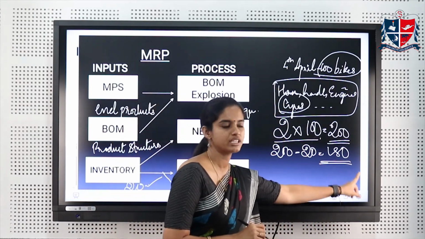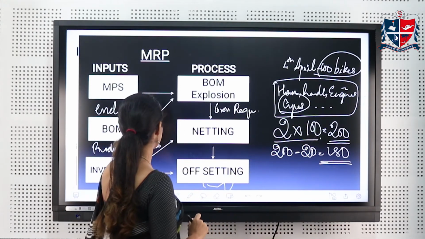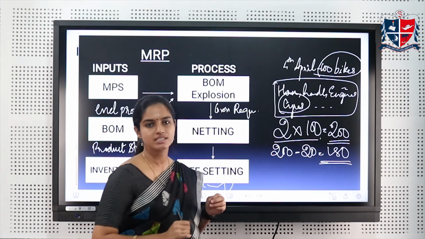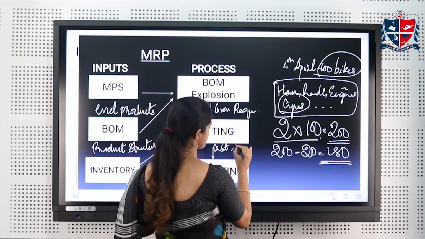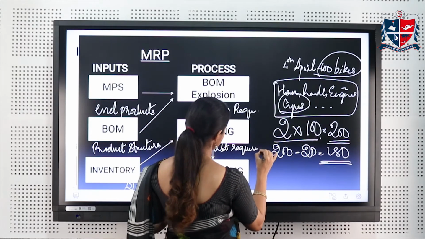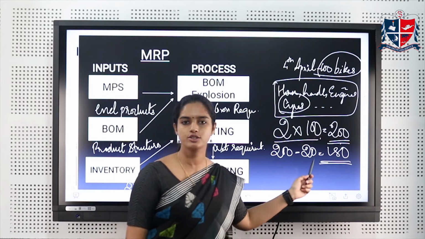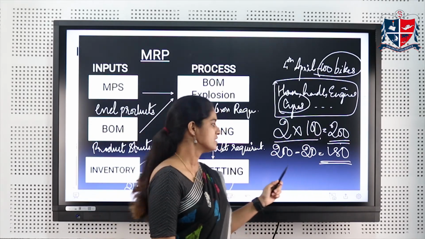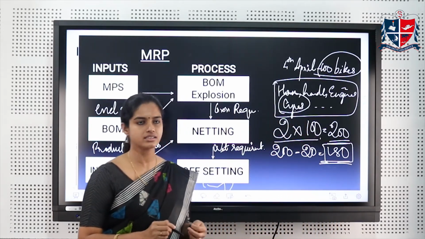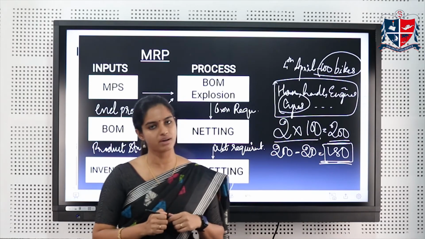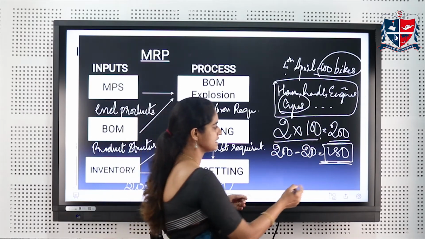The finding of this net requirement with the help of the inventory file and BOM explosion is known as the process called netting, or otherwise finding the net requirement. So we know the gross requirement. We have also found out the net requirement. So now we know we need 180 tires to produce these 100 bikes, or to deliver 100 bikes in the 4th week of April.